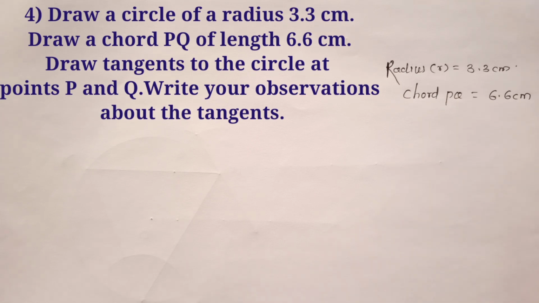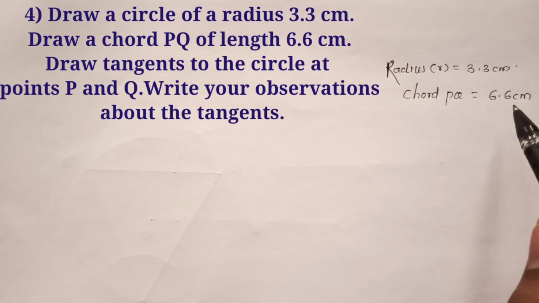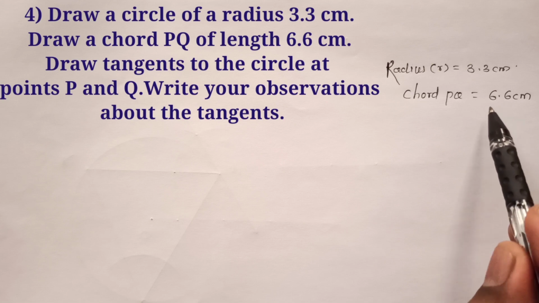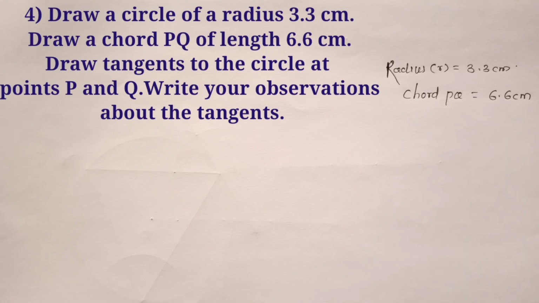Why is this so? Look at this, 3.3 centimeter is the radius of a circle and exactly twice the radius is 6.6 centimeter. That means this chord will definitely pass through the center of a circle, which means that segment PQ is nothing but a diameter of the circle. So let's take that center first of all. And one more thing which is very important in this question, you can use the center of a circle, or you can construct this tangent without using the center of a circle.